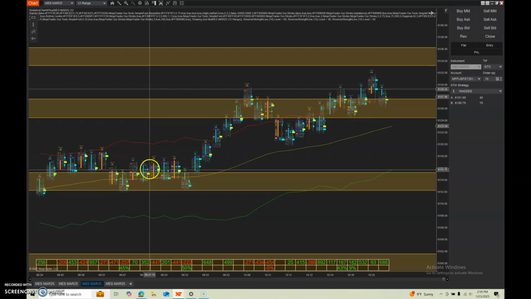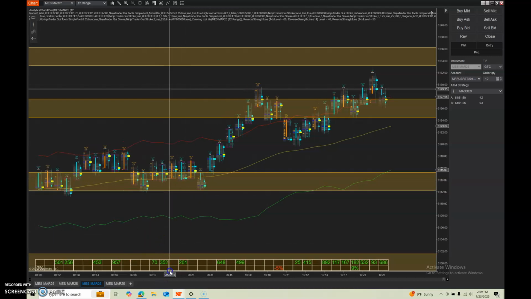We were getting chopped around for 15, 20 minutes, which was very annoying. So I ended up getting filled on my 2.5 point target, and then had a runner for another 6 points. I could have held it way longer for sure. Ideally, I probably shouldn't have taken that trade, but it did fit my strategy.